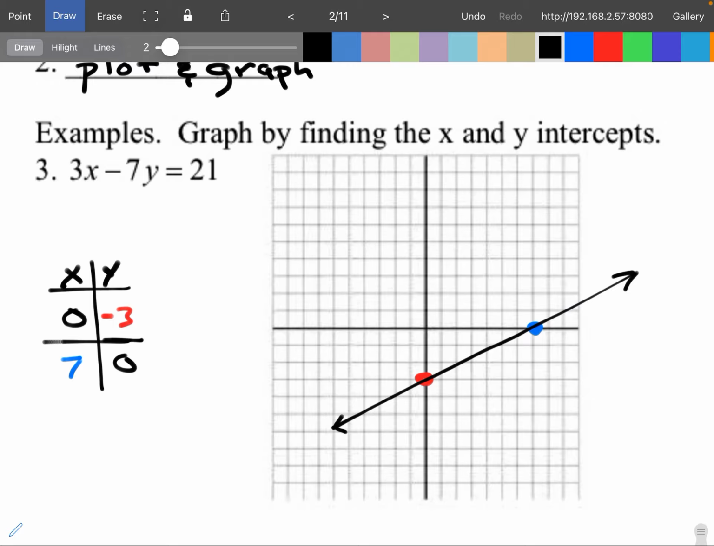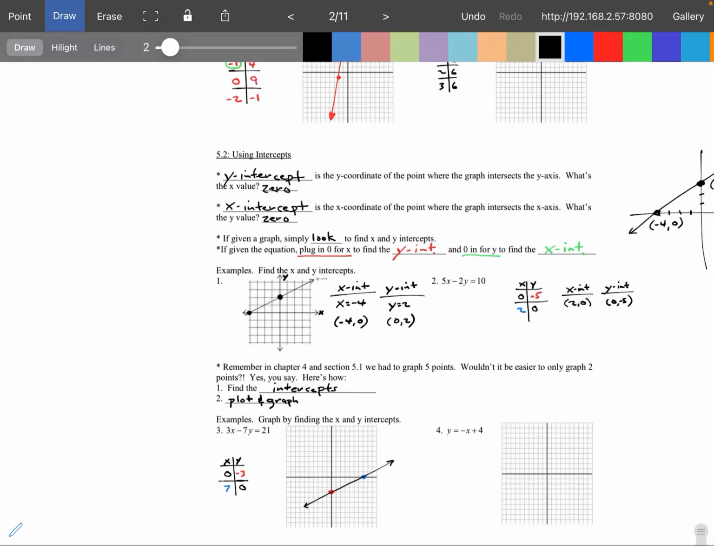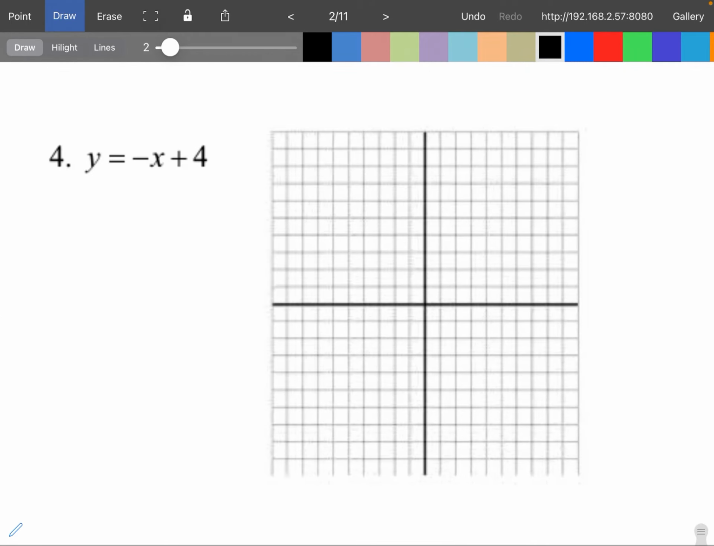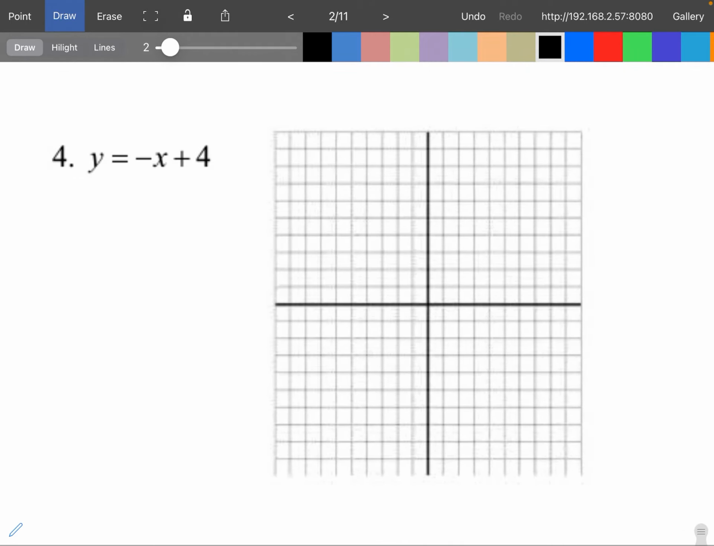And then we just graph our line. So connect those dots, go through them both, and put arrows on there, and you got it. What do you think? Easier than Friday stuff? Yeah.